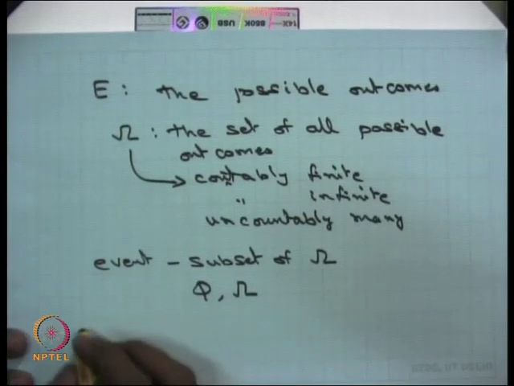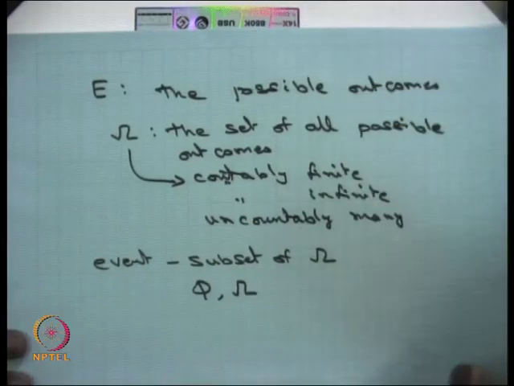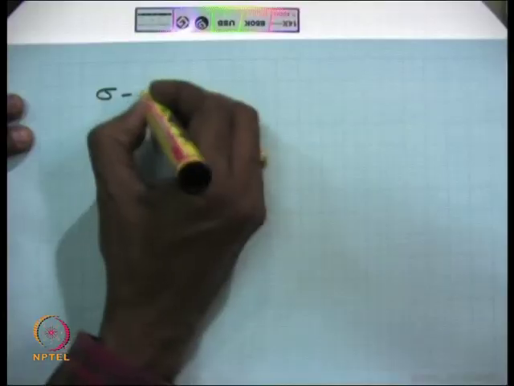Next we are going to make a probability space. To define the probability space, you need a sigma algebra.